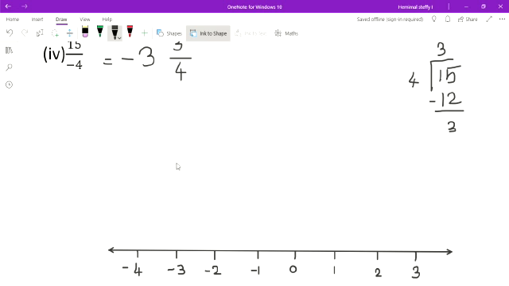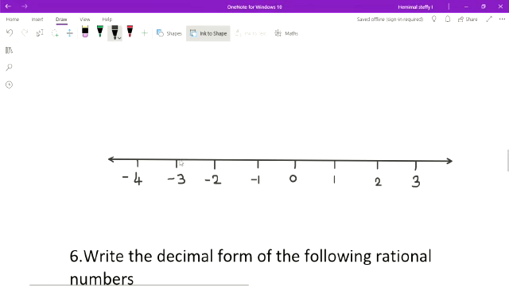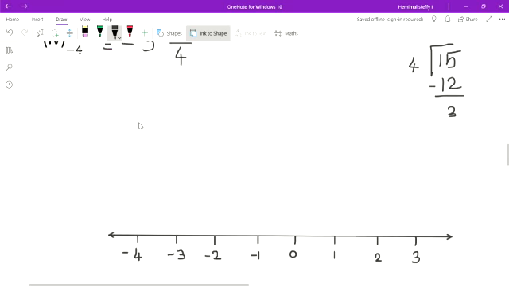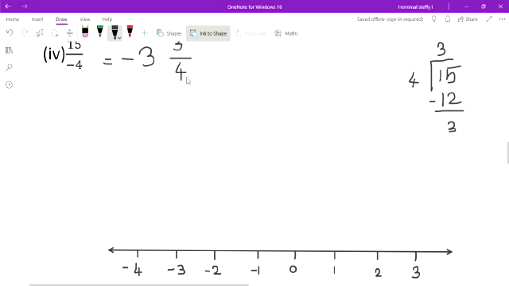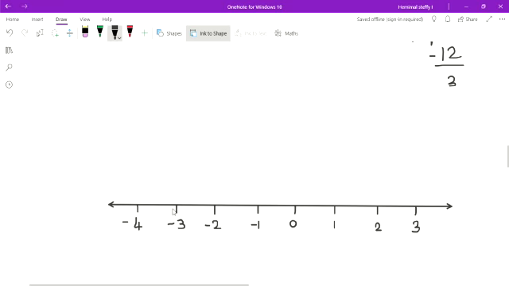Now how to represent it on the number line. The minus 3 by 4 means the rational number lies between minus 3 and 4. So how many parts can we separate? 4 parts. Draw 4 parts: 1, 2, 3 and 4.